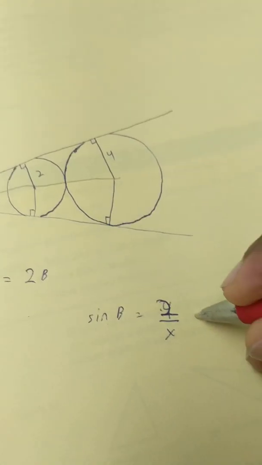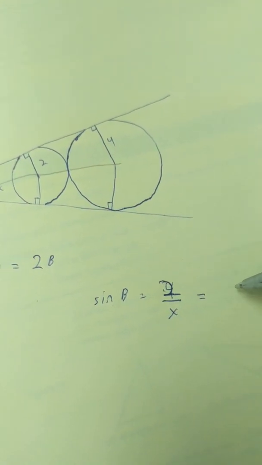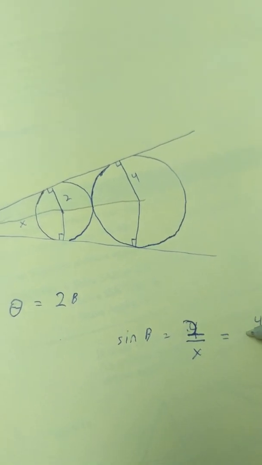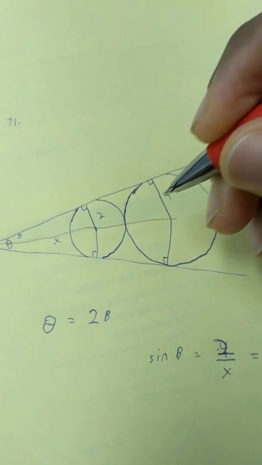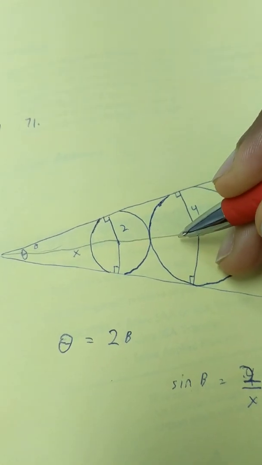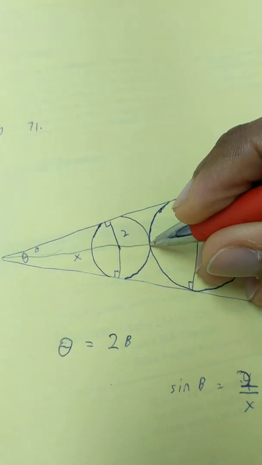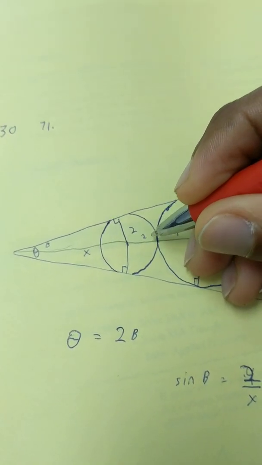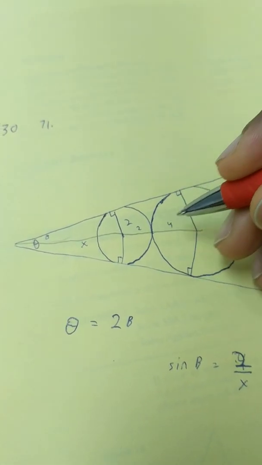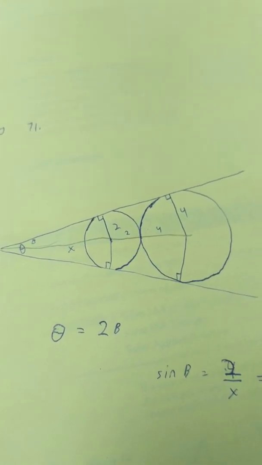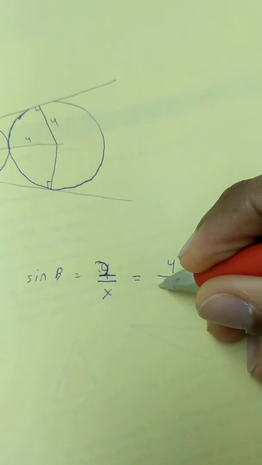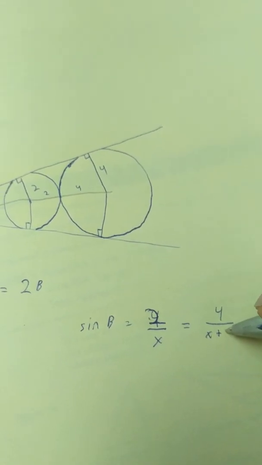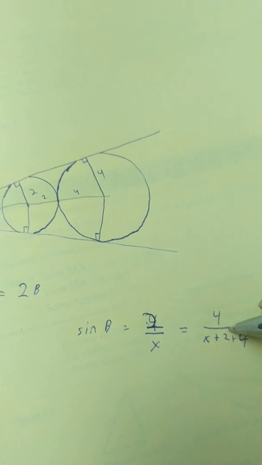and that also equals the same triangle of opposite 4 over x plus whatever this length is, which is going to be 4 because this is the radius of the circle, and 2, so we end up having a 2 plus 4 plus x value. So it is going to be 4 over x plus 2 plus 4.